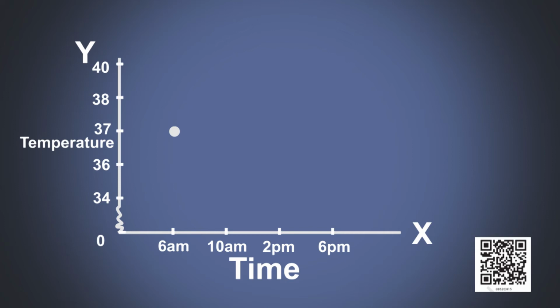Then we will mark the next point at a height 40 units vertically above 10 am. Next, we will mark the third point at a height 38 units vertically above 2 pm. And the last point is marked at a height 35 units vertically above 6 pm. Then connect the points with line segments. This jagged line along the y-axis here represents that the y-axis doesn't start from 0. Such graphs are called line graphs.